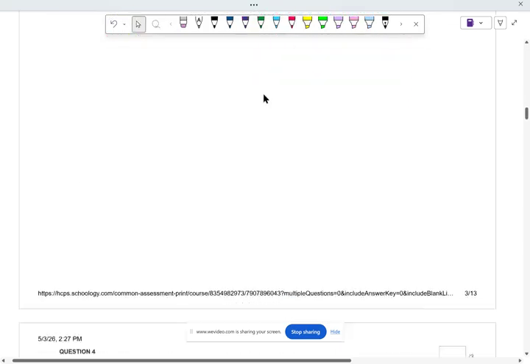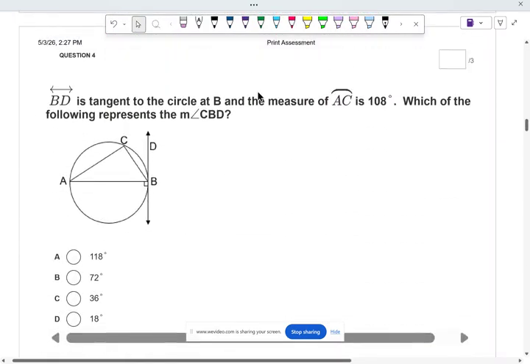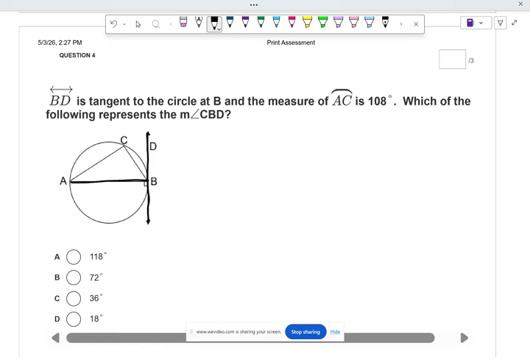All right, number 4. Line BD is tangent to the circle at point B. So y'all, let's notice where line DB intersects with segment AB, there's a right angle. That right angle is important. We don't really care about all these words, tangent and all that. We just care that, look, there's a right angle right there. I'm going to make it bigger. Okay. Let's keep reading.